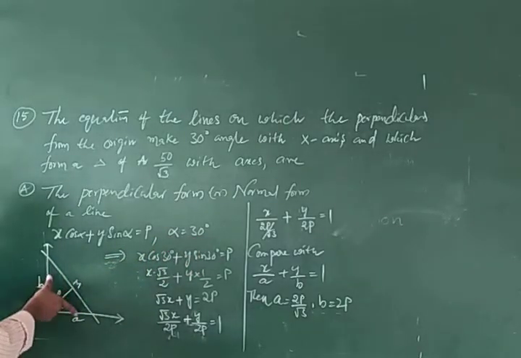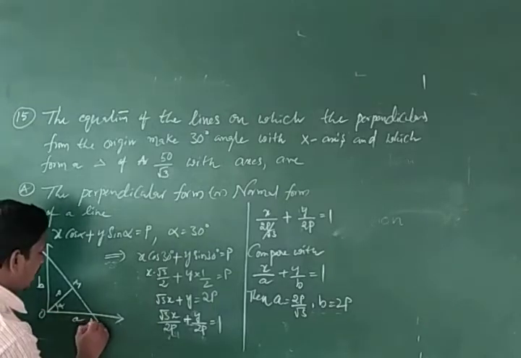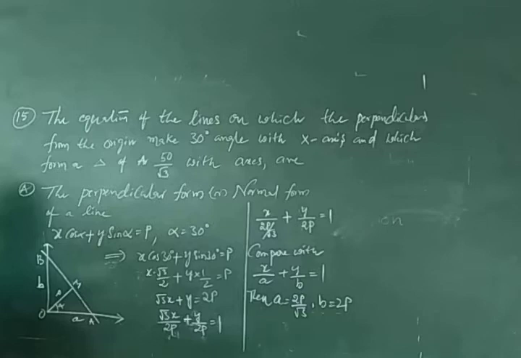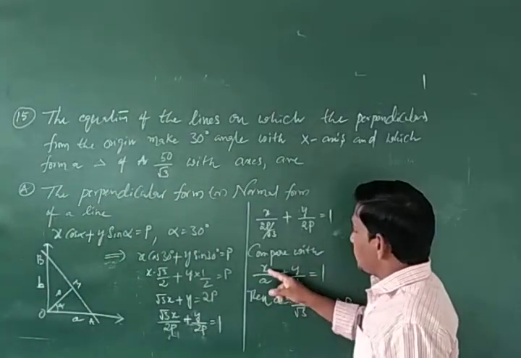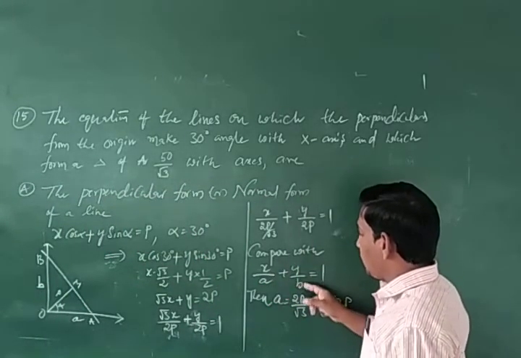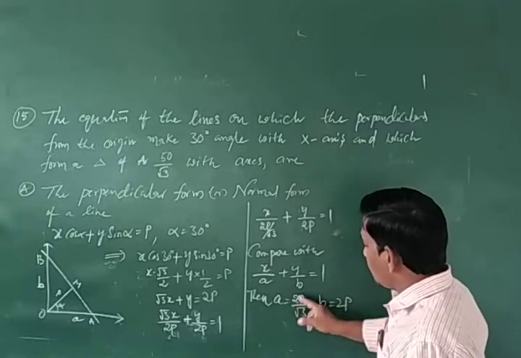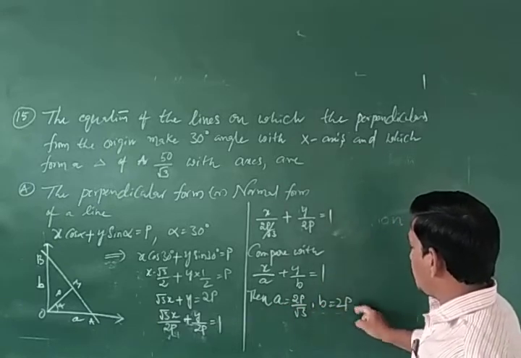Okay, this is the perpendicular from the origin. This is the origin. This is A. This is B. Okay, so we have to find the area of triangle OAB. By the transposition, compare with x by a plus y by b equal to 1. Then a equal to 2p by root 3 and b equal to 2p.